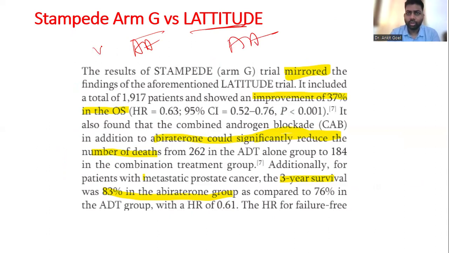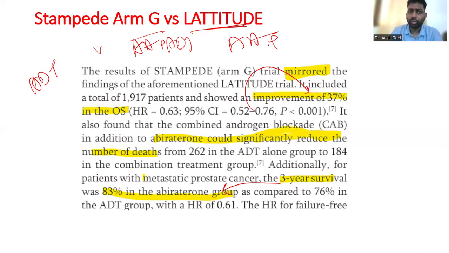The only thing is that LATTITUDE only included metastatic patients. The results were an exact mirror image, and we have already discussed this 37% improvement in the overall survival. For metastatic prostate cancer, survival is 83 versus 76. So you need to understand that LATTITUDE is the same as STAMPEDE arm G. STAMPEDE arm G was ADT plus abiraterone, and LATTITUDE is also the same. So always try to read them together, try to keep them together.